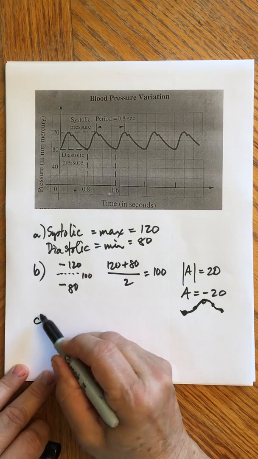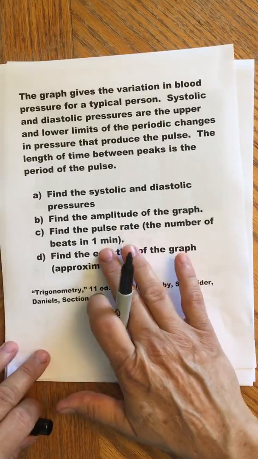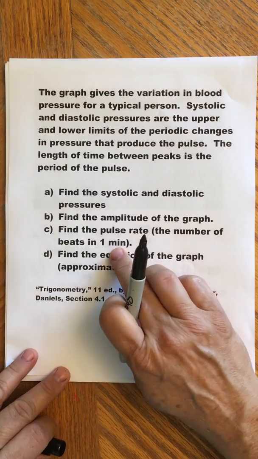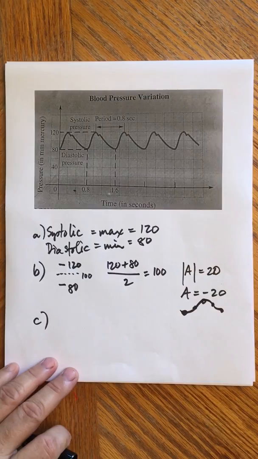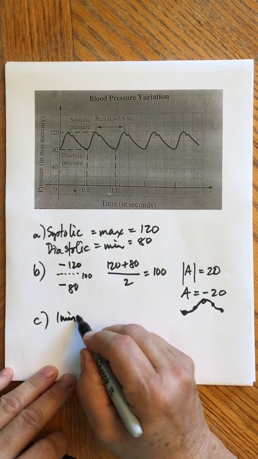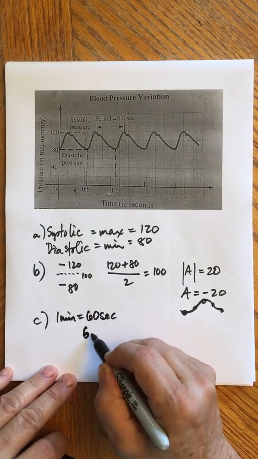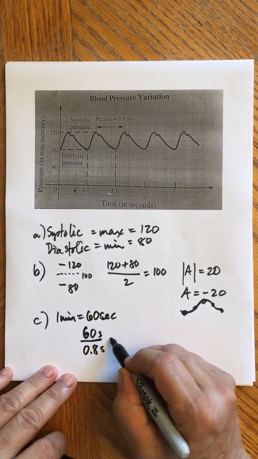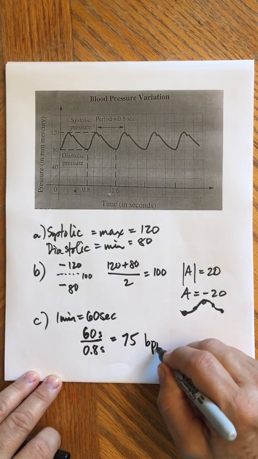All right, so if we're going to find the pulse rate, the number of beats in 1 minute, and this is being measured in seconds, then I want to change 1 minute into seconds. There's 60 seconds in 1 minute. So how many beats will I have in 60 seconds when each beat is 0.8 seconds? 1 minute equals 60 seconds, and I want to know how many sets of 0.8 seconds there are in 60 seconds. If you divide that out, you'll get 75 beats. So that's basically 75 beats per minute.